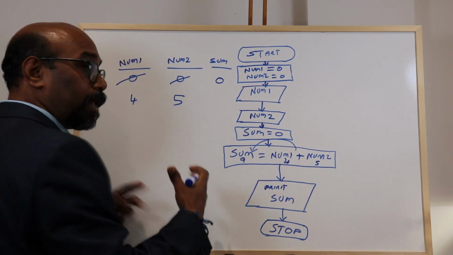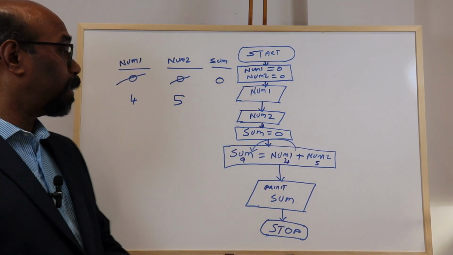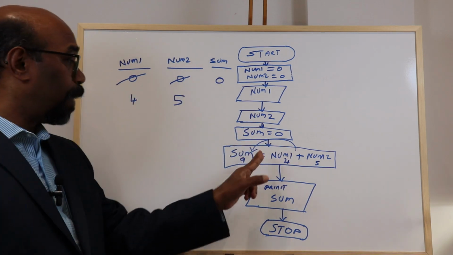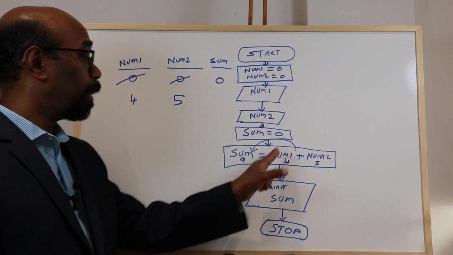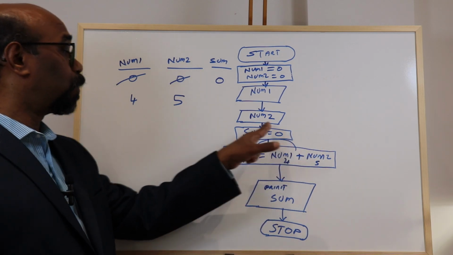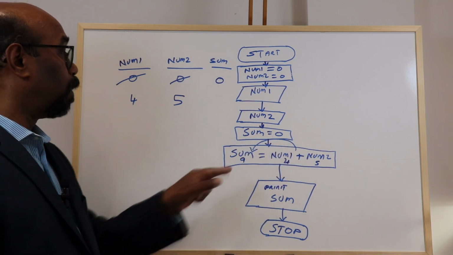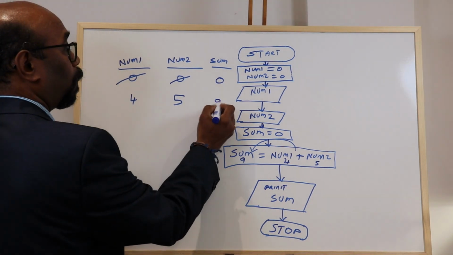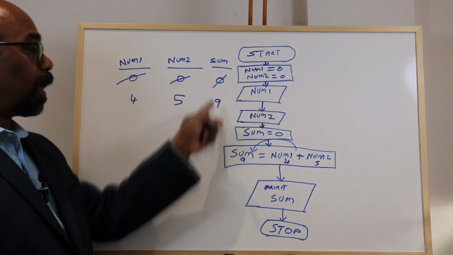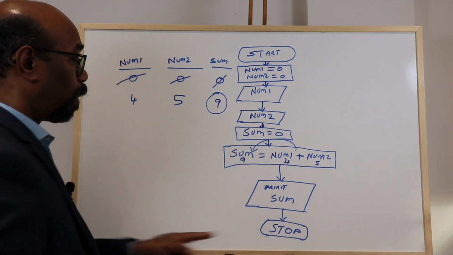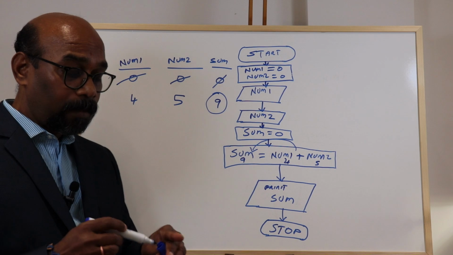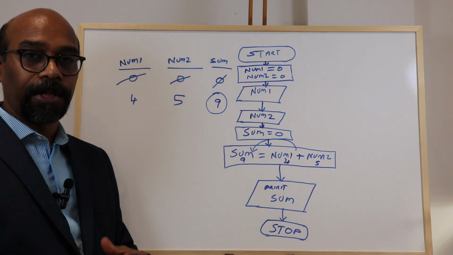In computer programming, the right hand side of the equal symbol always goes to the left hand side. This is an assignment. It calculates the two values and then stores them into the variable called sum, which is 9. Now the sum value is 9. Print sum. This is going to print and then stop the process. Very, very important to test your logic.